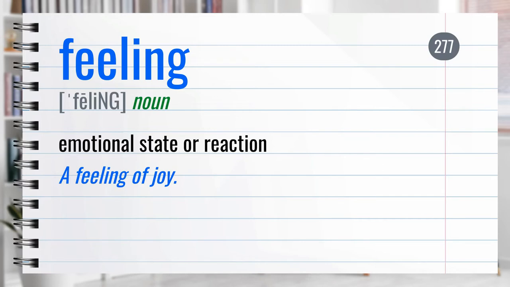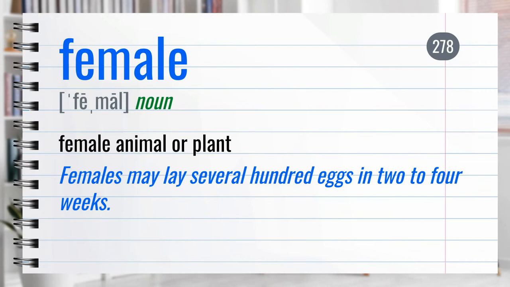Feeling. Feeling means emotional state or reaction. For example, a feeling of joy. Female. Female means female animal or plant. For example, females may lay several hundred eggs in 2 to 4 weeks.